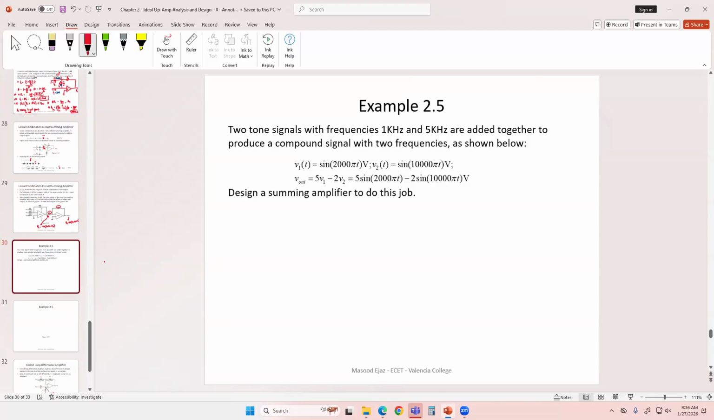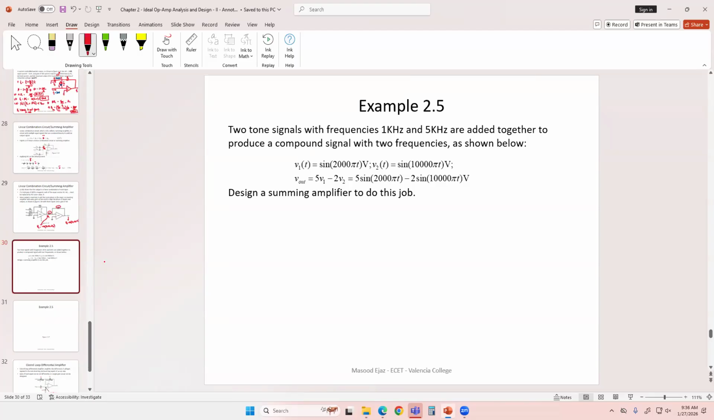A couple of ways to do that. We know that a summing amplifier produces a negative output, right? And to make it positive, of course, we have to invert. We can invert the signal after the summing amplifier. Now, in this case, our V1 is positive, our V2 is negative, right?